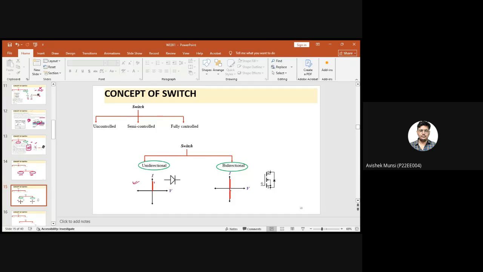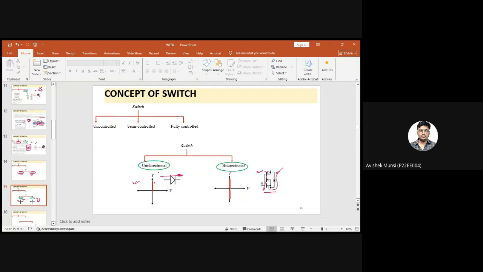The red line shows that it can conduct in both directions. For example, MOSFET, as I said, has an inbuilt diode, so current can flow in this direction and it can freewheel through this direction. So it has the capability of bidirection. But in the case of a diode, the current can flow only in one direction. So this is a unidirectional switch.